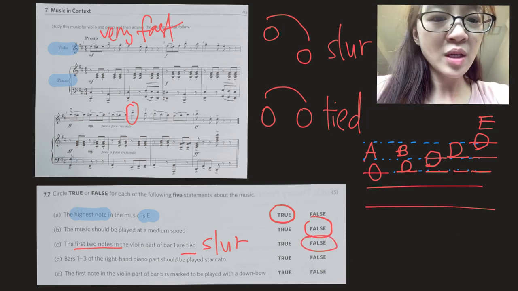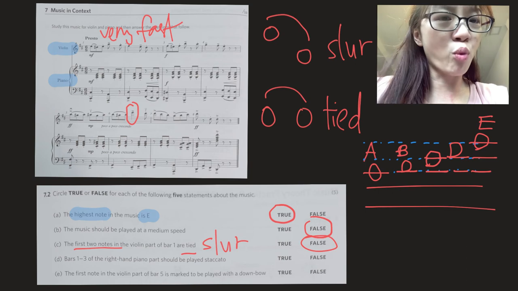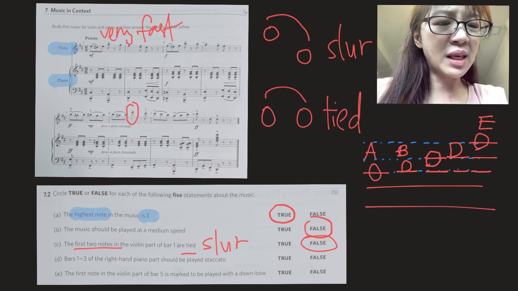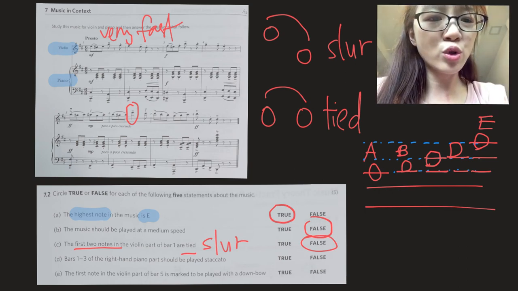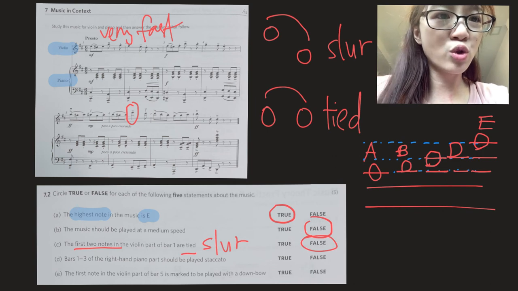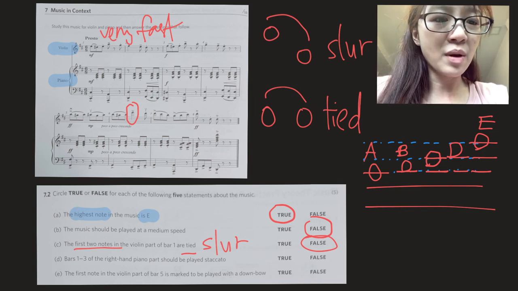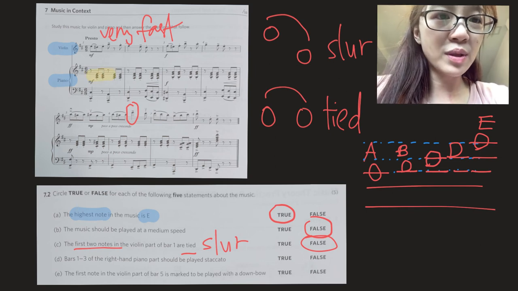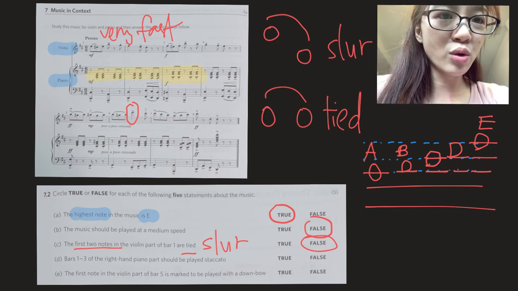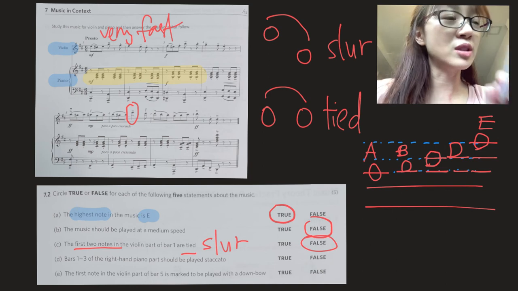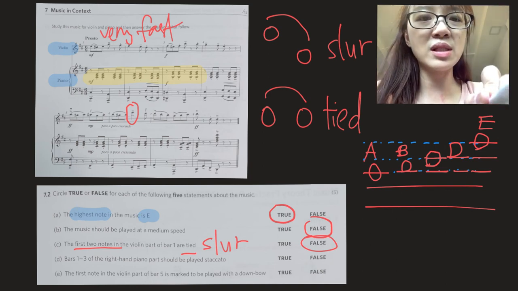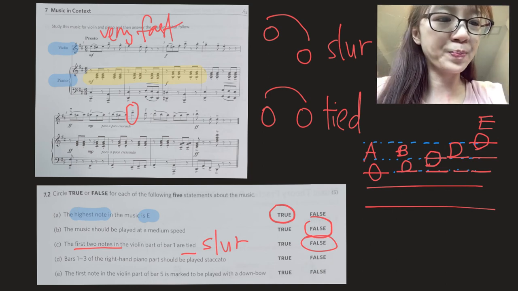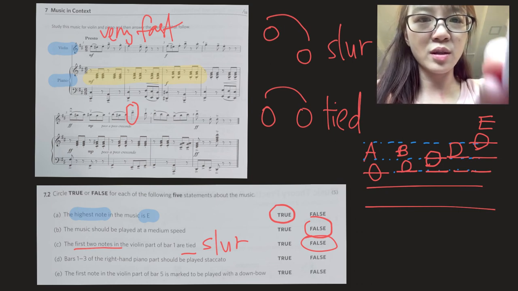Next one, bar 1 to 3 of the right hand piano part should be played staccato. So it means all of this should be played staccato, correct? Yes, because you have all the dots. The dot means staccato. Yes, that's true.